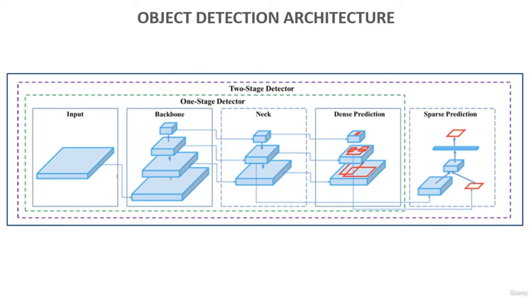Now, in these models, in the first stage, the region proposal network narrows down the number of candidate object locations to a smaller number, and at the second stage, classification is performed for each candidate object location.